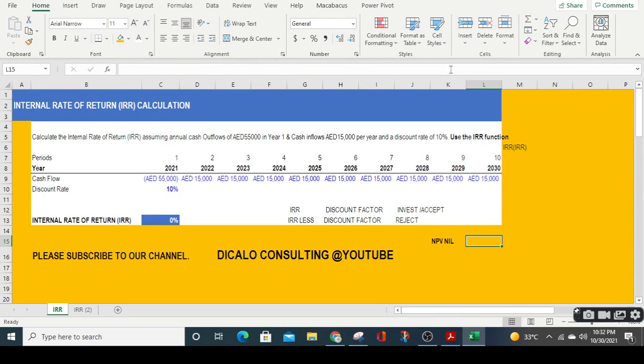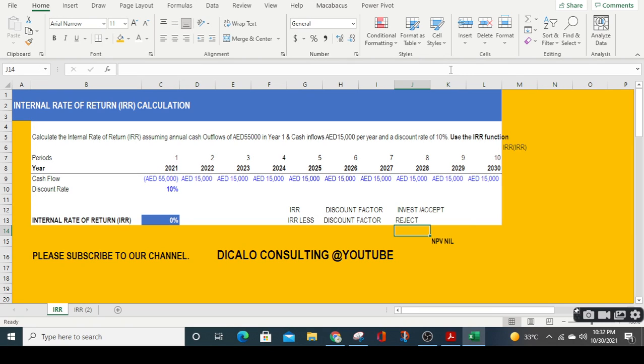It means that the present value of all cash inflows will be exactly equivalent to the cash outflow. So it may be cash inflow 10,000, cash outflow 10,000. Automatically your net present value will be nil, which means that you will be breaking even at that discount rate or at that rate of return.